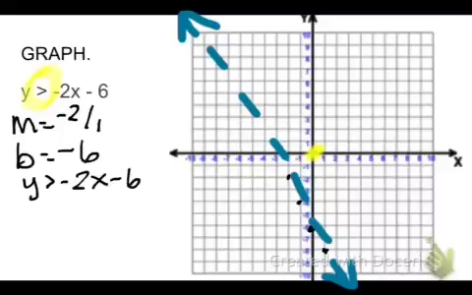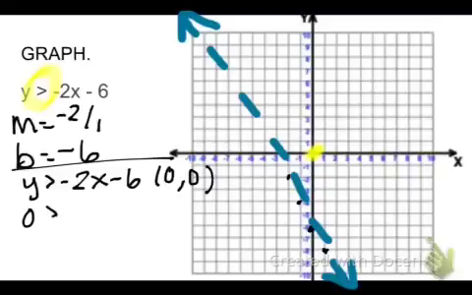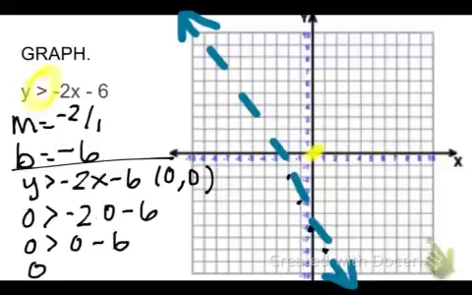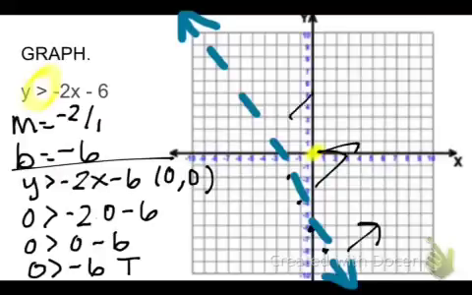All right, so here's my verification. I rewrote the equation, and I'm going to use 0, 0 as my test point. I'm going to substitute 0 in for x and 0 in for y. So as I simplify, I am going to get 0 is greater than -6, which is a true inequality. What that means is the half plane that contains 0, 0, so this half plane that 0, 0 is on, is where my solution set is.